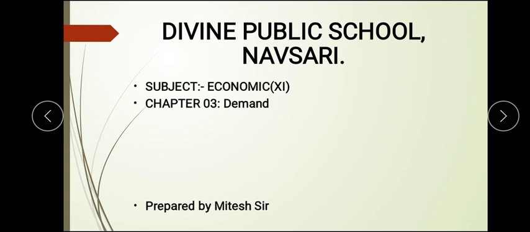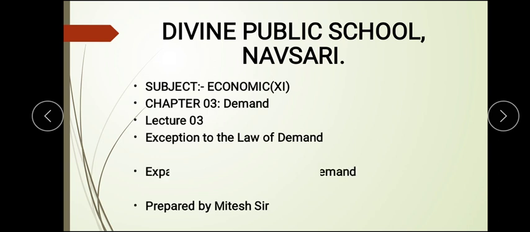We are continuing with chapter 3, Demand. In our third lecture, we are going to learn about exceptions to the law of demand, and expansion and contraction of demand. As we have already studied the law of demand and how it works, today in this lecture we are going to learn which are the things where the law of demand is not working. Those goods come under exception to the law of demand.